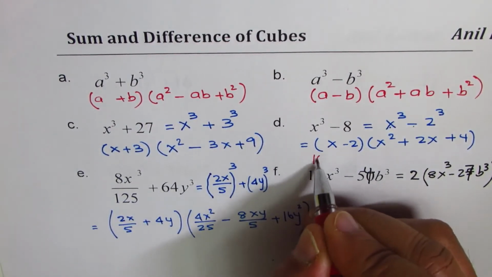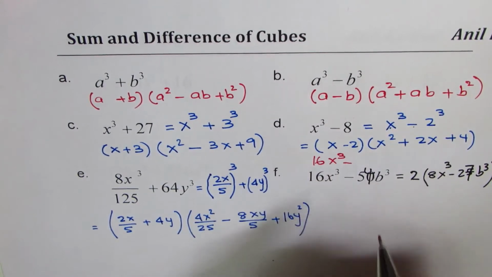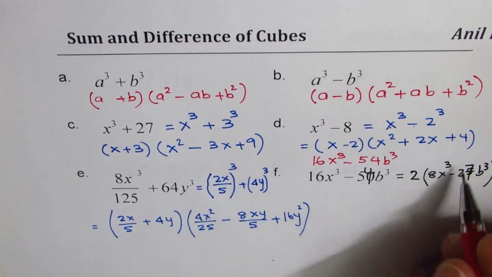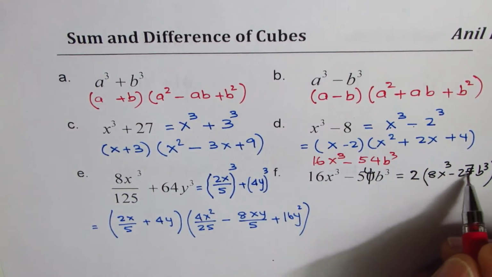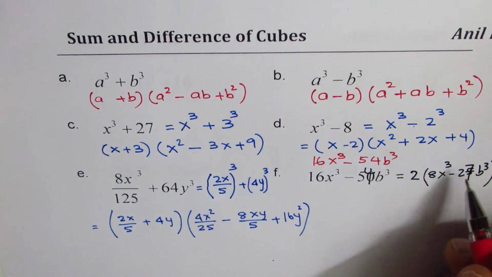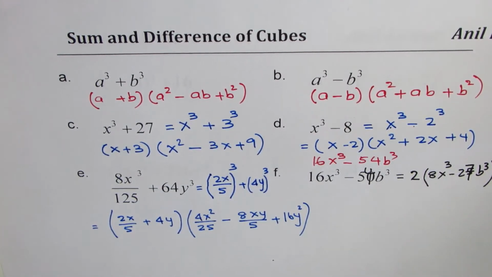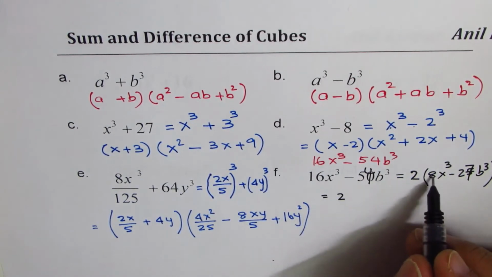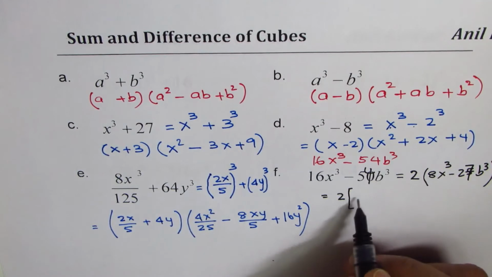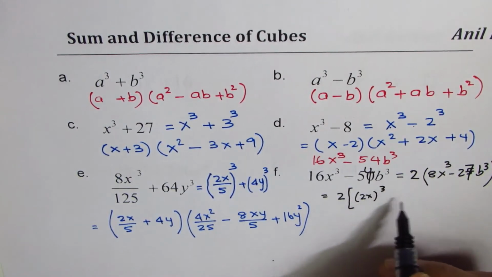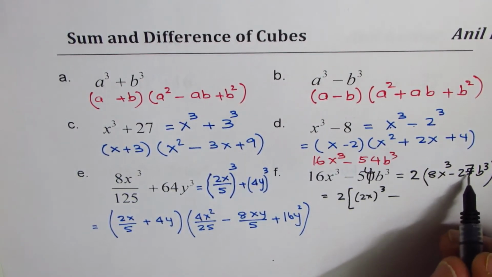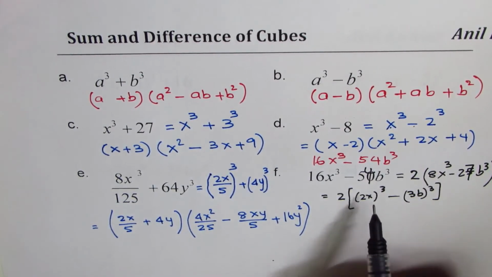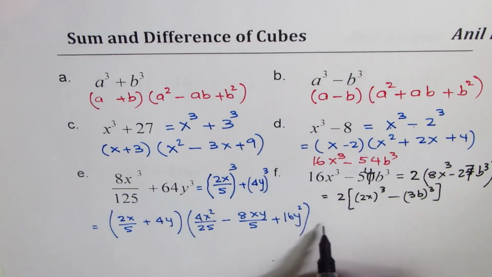Let me rewrite. I wrote this as 16x cube. I wanted to write this as 54b cube. So that's a typing error. So that makes it 27. 27 times 2 is 54, and 27 is 3 cube. That's the whole idea, right? So let's rewrite this as equal to 2 times 8x cube. That means 2x whole cube, right? Minus 27 is 3 cube, so I write this as 3b whole cube. Do you see that? So again it becomes same formula, a cube minus b cube.